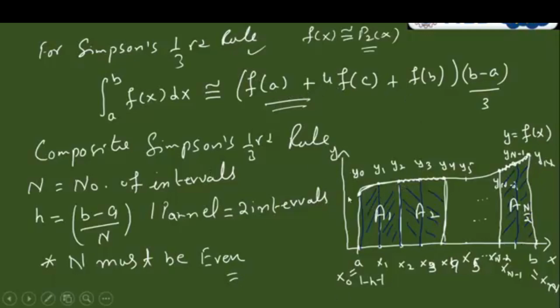So for the first panel, that is A1, y0 will be f of a, y1, which is the midpoint of these two, will be f of c, and y2 will be f of b, and this will be multiplied by the starting and the ending. So what we have to do, we have to multiply it by h. This b minus a is the limit.